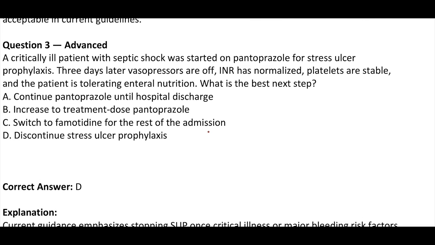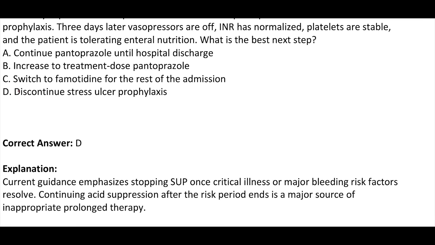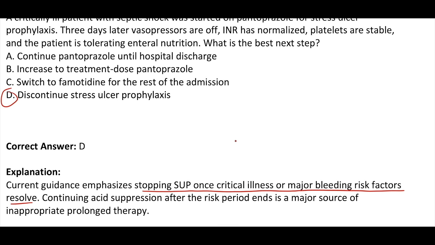The correct answer is D. Discontinue stress ulcer prophylaxis, right? Guidelines emphasize stopping stress ulcer prophylaxis when critical illness and or major bleeding risk factors resolve. Do not continue it and perform your medication reconciliations before patients leave the intensive care unit.